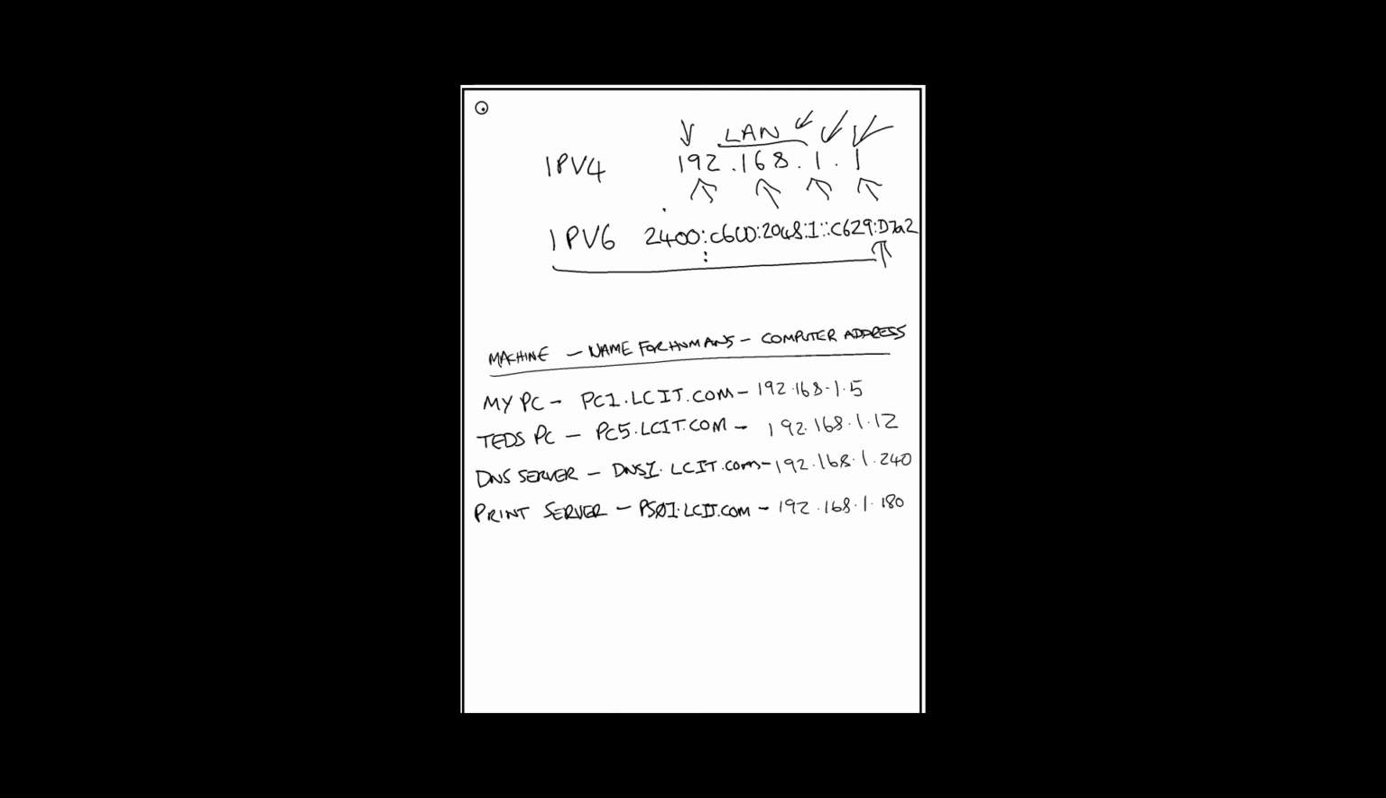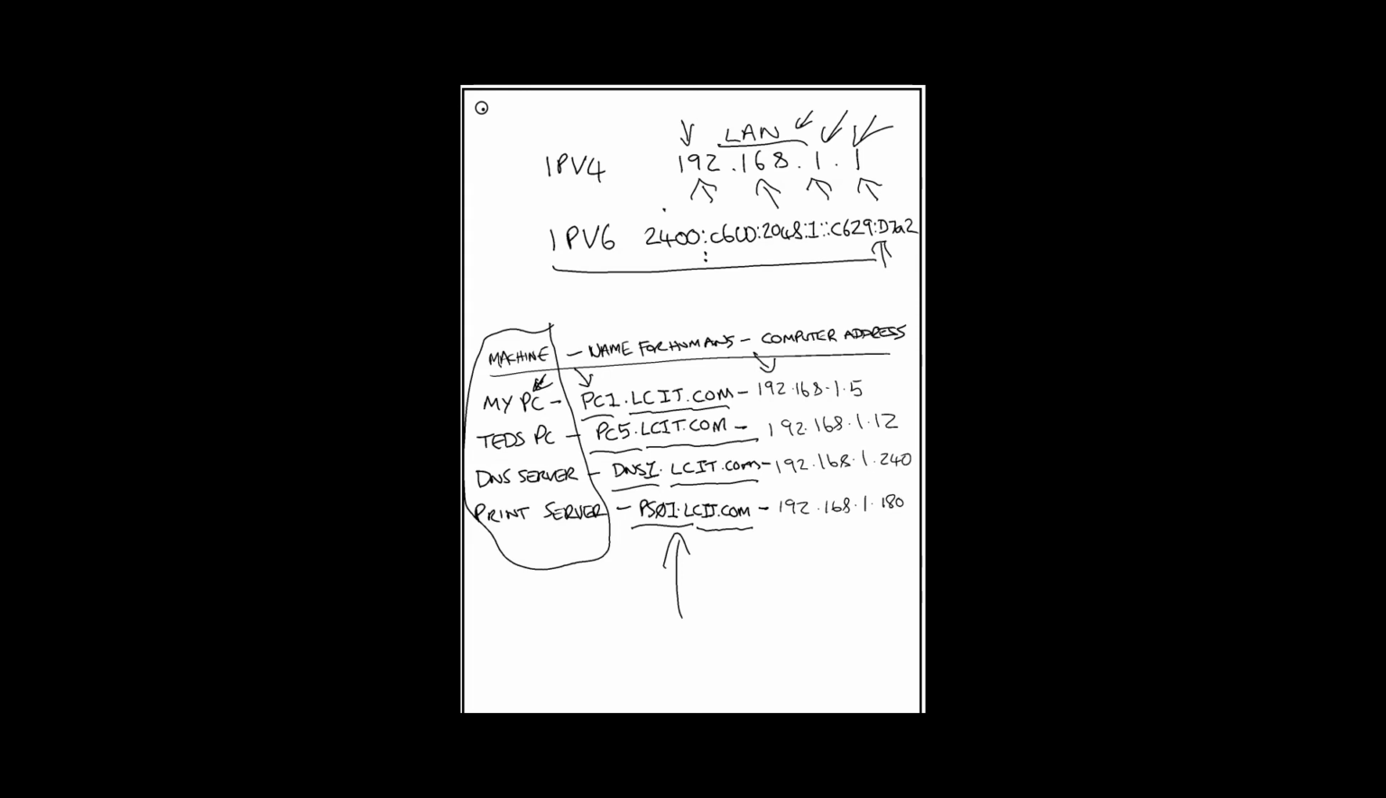Let's show you that underneath why these things are needed in DNS. The machine is what you would call it. I call it my PC, you call it Ted's PC. There's a DNS server, print server. Those machines have a name. That name is in the domain. So if they're part of the lcit.com domain, they would have names like printserver01 or ps01.thedomain.com, dns1.thedomain.com, pc5.thedomain.com, pc1.thedomain.com. So this is what you might call it when talking to your friends. This is what the computer's actually called.